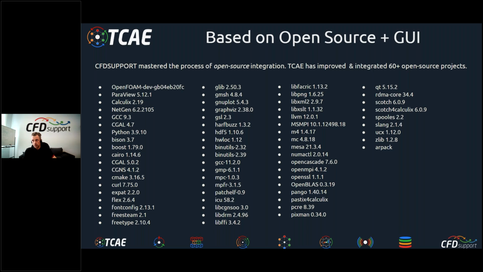TCAE is based on open source. There are a lot of open source packages in it. Last time we counted, it was like 65 open source projects in TCAE, which allows us to develop it very quickly because all the open source codes are being developed, and on top of them we add our engineering skills, experience, and effort for turbomachinery applications and for external aerodynamics. That allows us to go quickly forward in a relatively small team, which we have here in Prague.